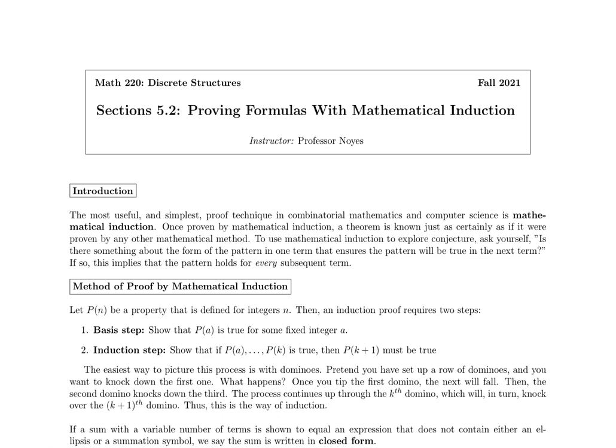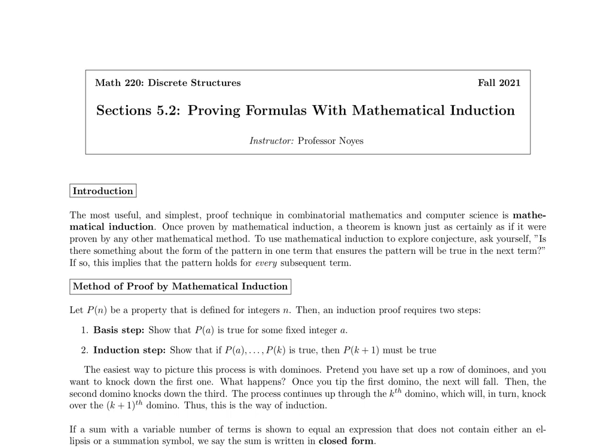Now that we've learned how to do proofs both directly and indirectly in Chapter 4, we're going to focus on our last new type of proof in this course, which is proving formulas through mathematical induction. This is one of the most useful and probably the simplest proof techniques available in both combinatorial mathematics and computer science. Once proven by mathematical induction, a theorem is known just as certainly as if it were proven by any other mathematical method.